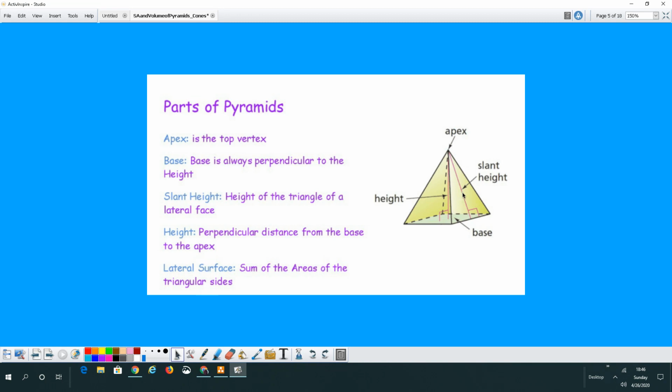And lateral surfaces are the sides. So it's the sum of the areas of the triangular sides. Those are the sides of the pyramid. So just a few new terms for you. Make sure you get those in your notes if you don't know them already.